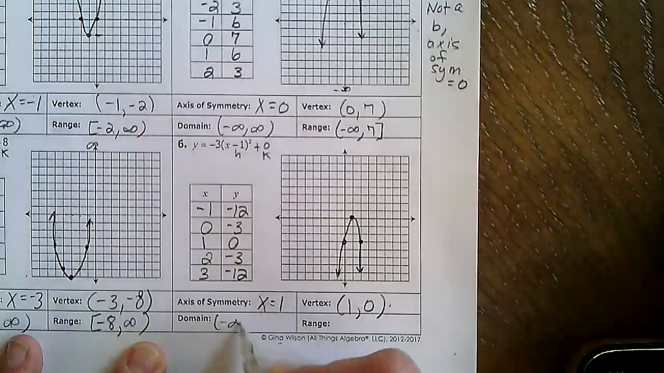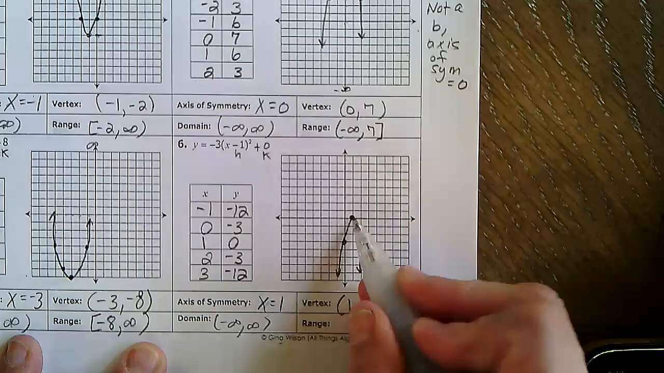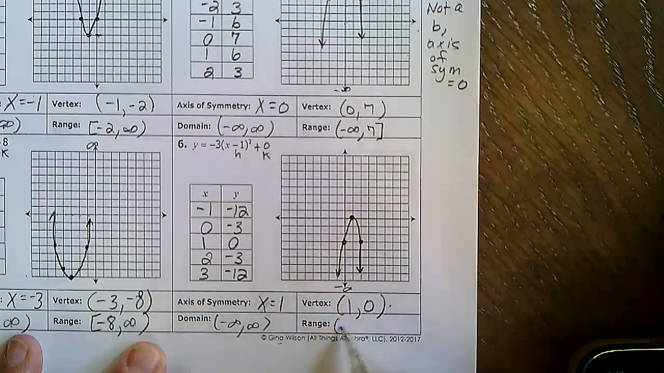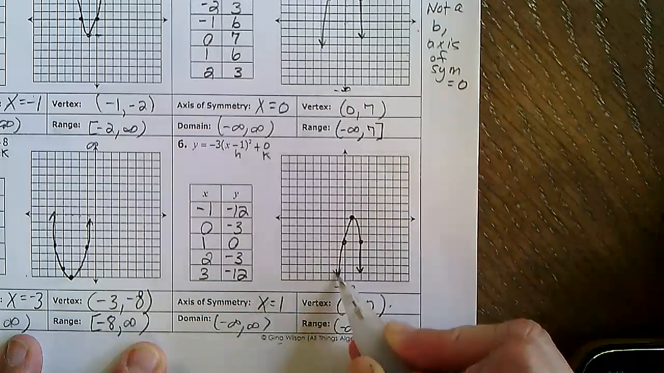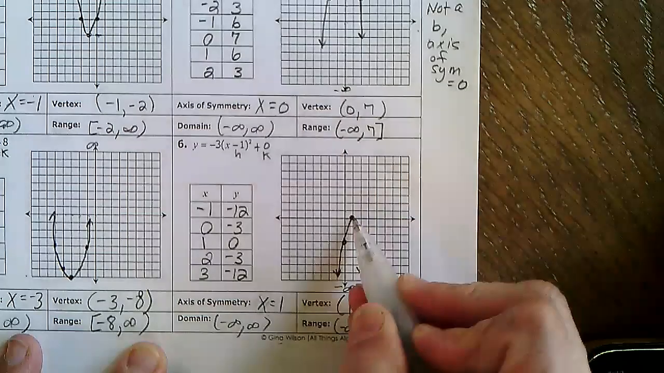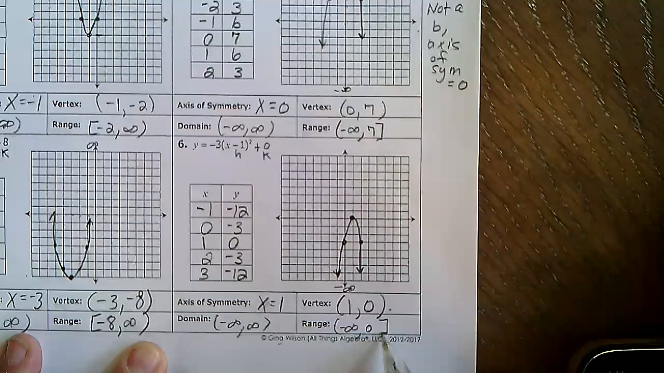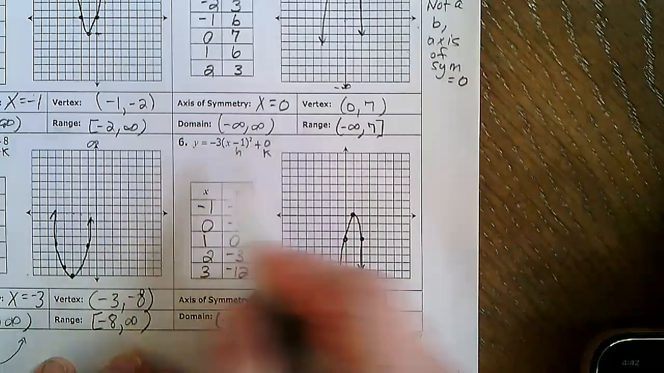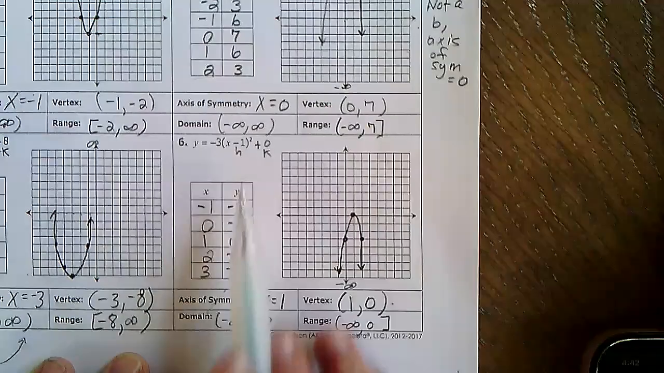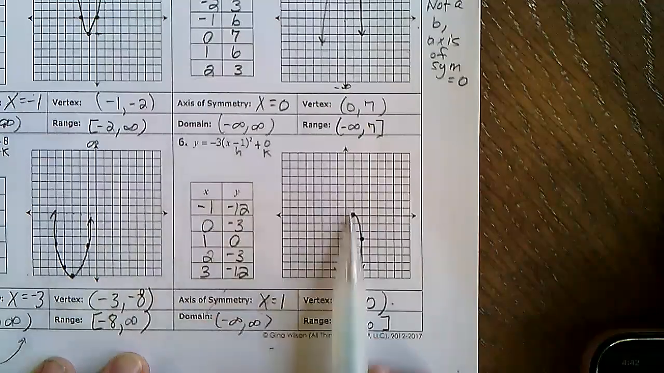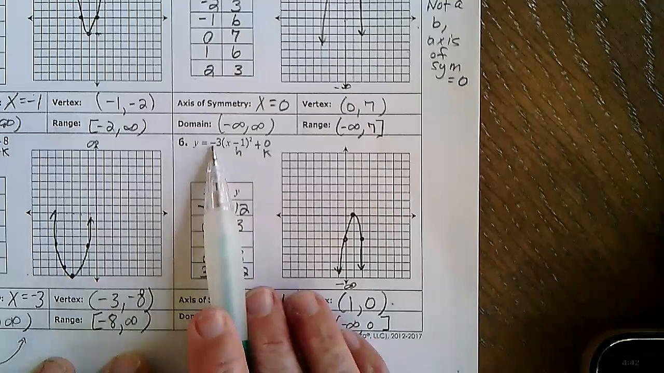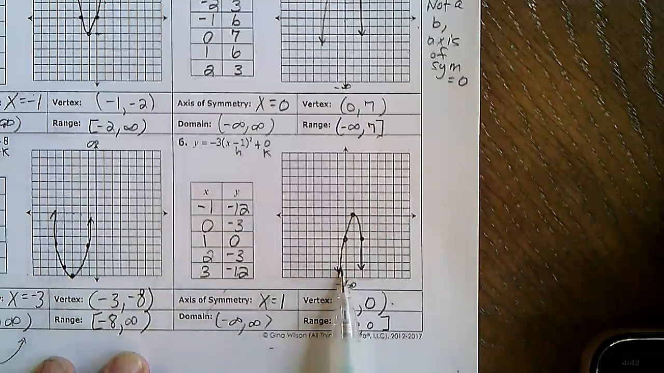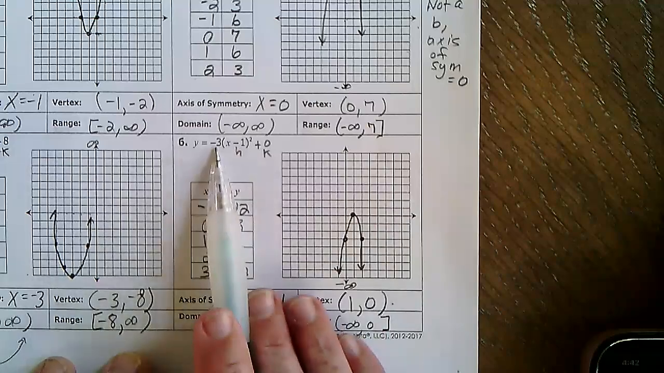All right, my domain is negative infinity to positive infinity. And then my range, the lowest point is down here at negative infinity because the arrows point down. And then it stops at 0. Okay. And remember too, with your transformations, that just meant that it was going to go to the right one, and it flipped, and then it stretched by 3. So it went to the right one, flipped upside down because of the negative, and then it stretched by 3.